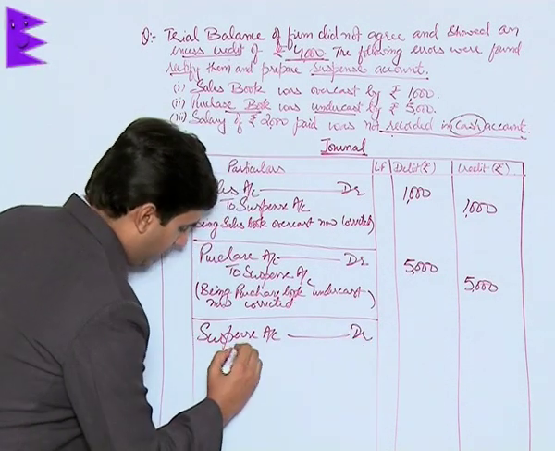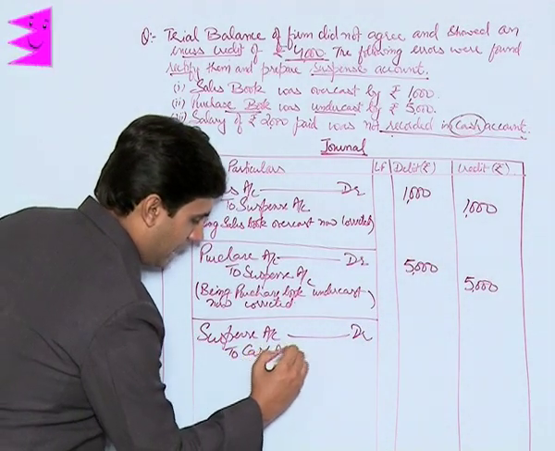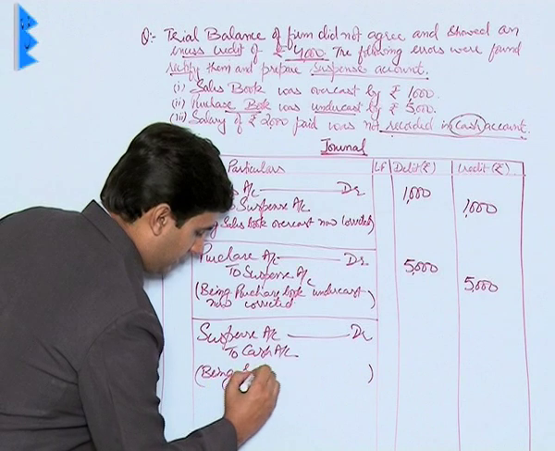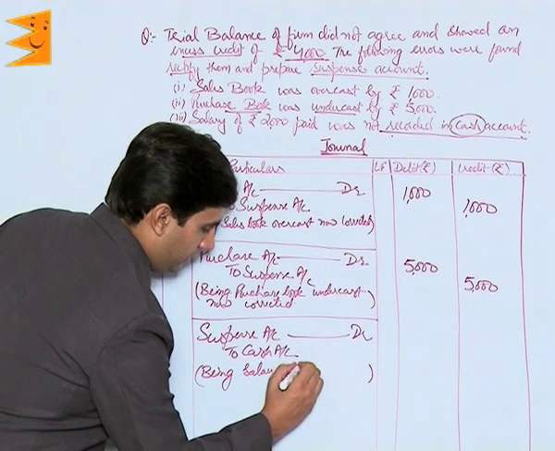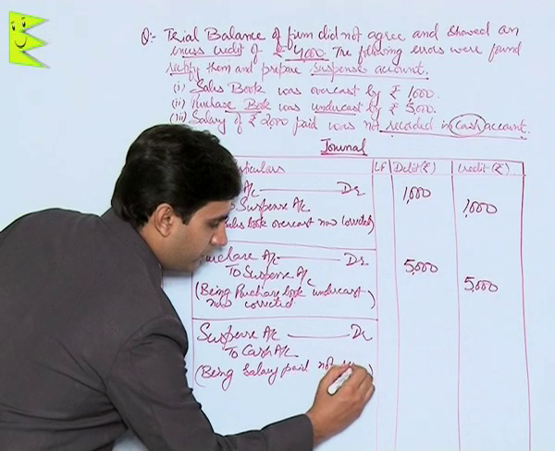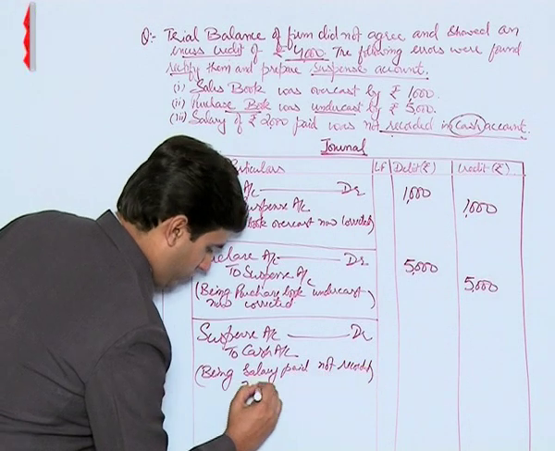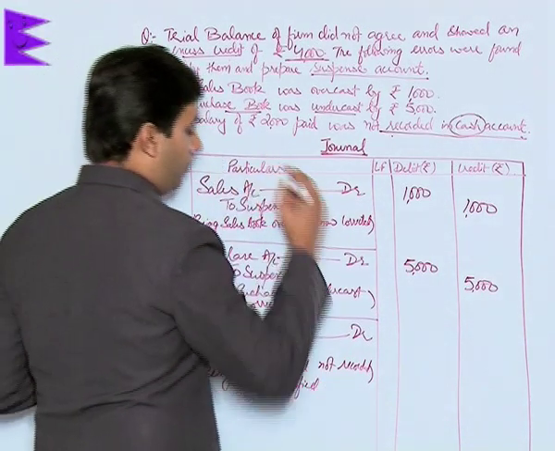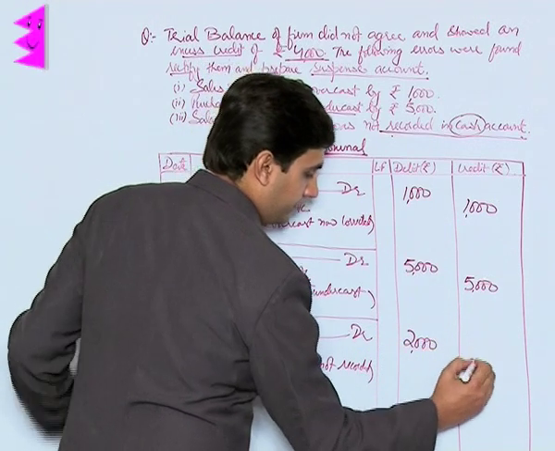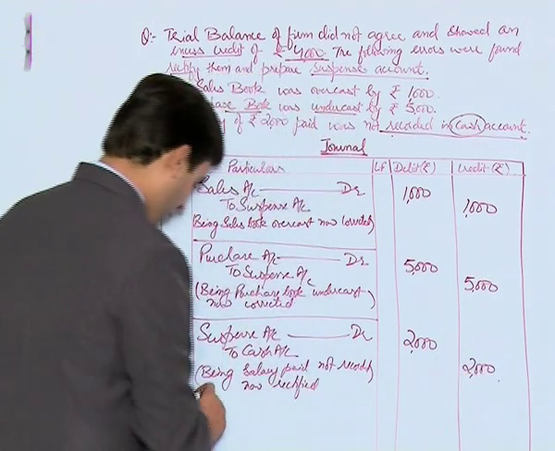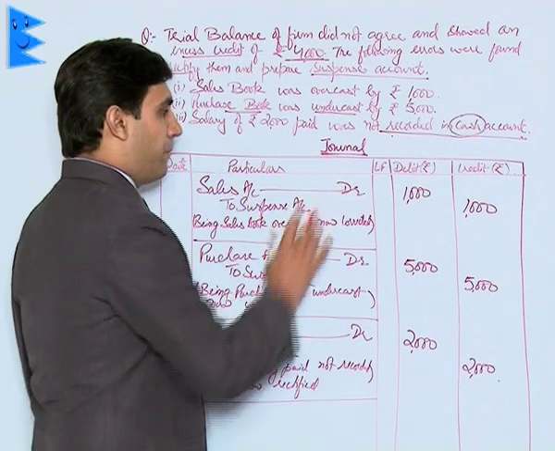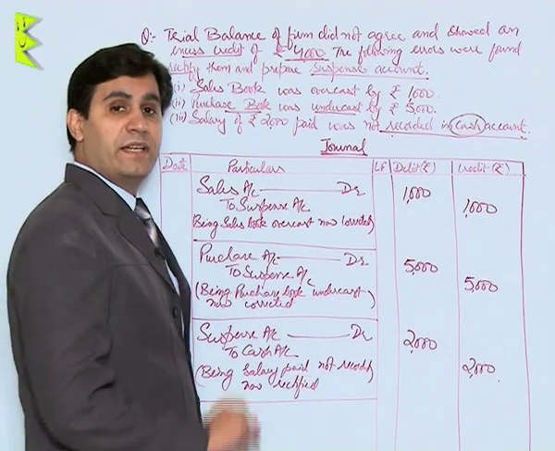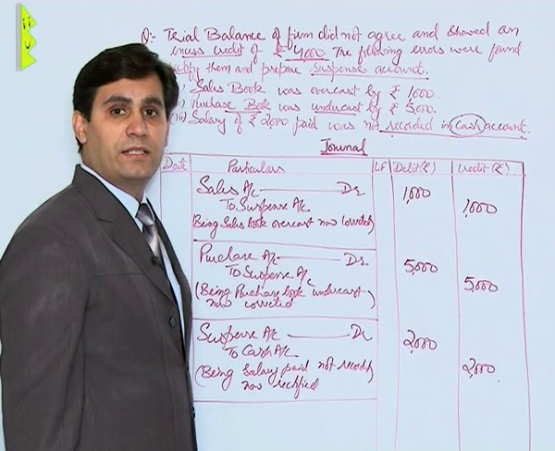So the entry would be suspense account debited to cash account. Narration would be: being salary paid, not recorded, now rectified. And the amount was 2,000 rupees. So now we have passed rectification entries for all these errors. Now we will post these entries into suspense account and see whether it tallies out or not.